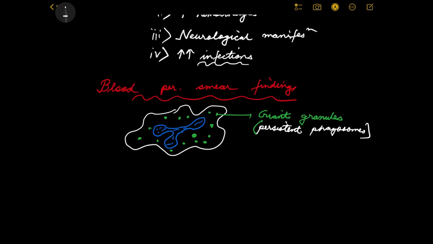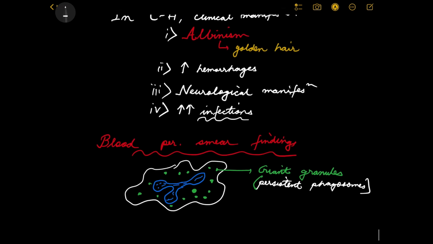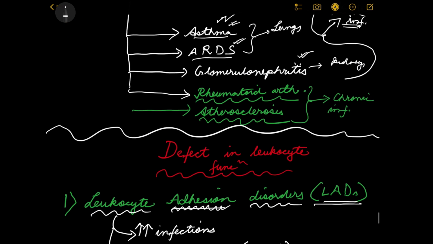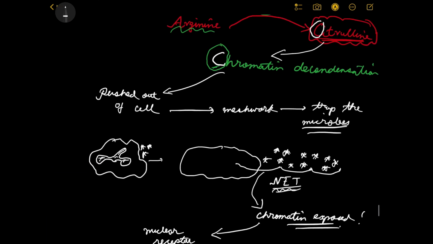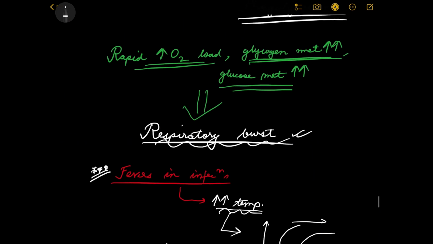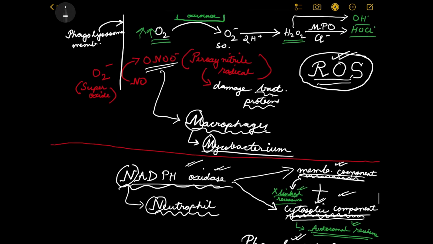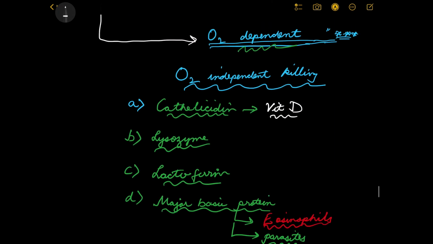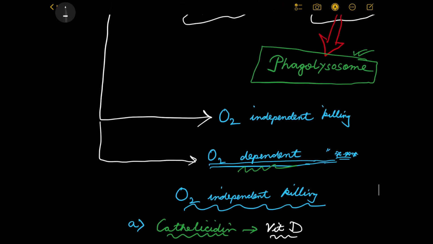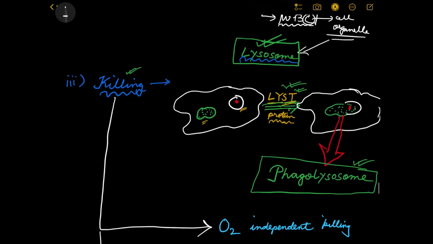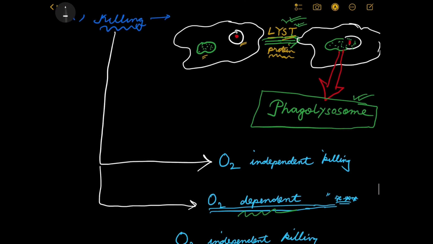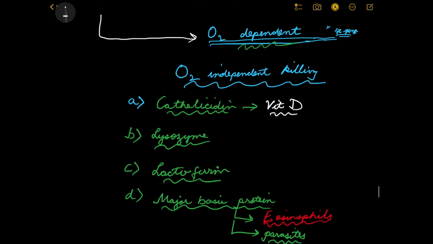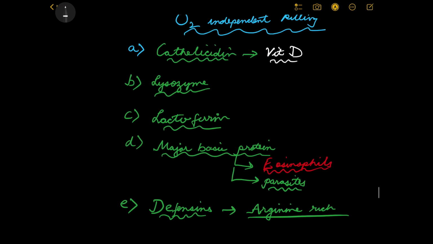Now let's move on. Up until now we have talked about the phagocytosis process, up to the phagolysosome formation. Now we move on to the actual killing process. The phagolysosome has now been formed. What were the next steps? The next steps were the actual killing, which could be oxygen dependent or independent.